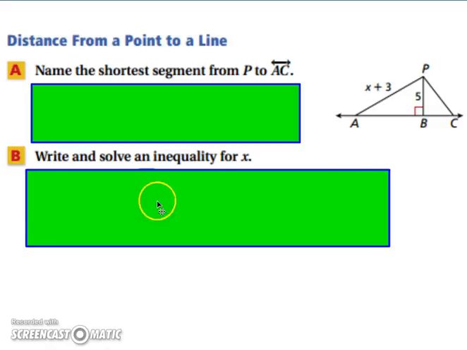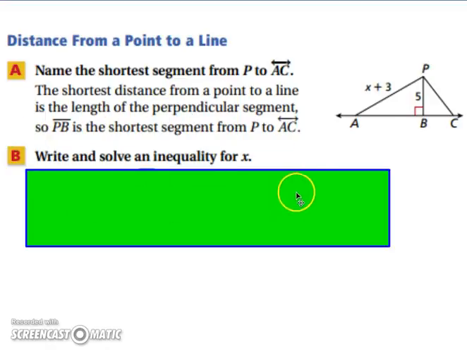Name the shortest segment from point P to line AC. Well, the shortest distance is going to be from point P, and it's going to meet AC perpendicularly. Well, that would be PB. So PB is our shortest distance. When you're trying to write an inequality, use the fact that if PB is your shortest distance, all your other distances must be greater than that. So in this case, PA is going to be greater than PB.